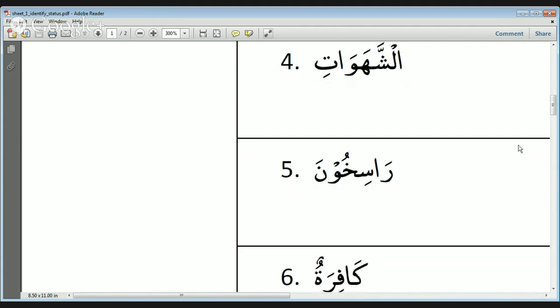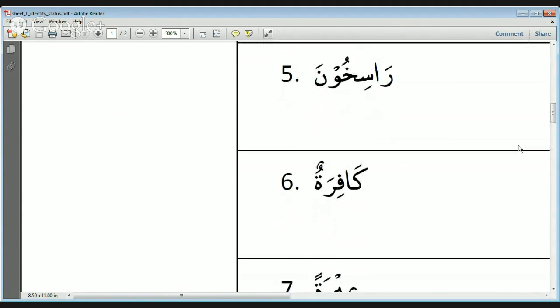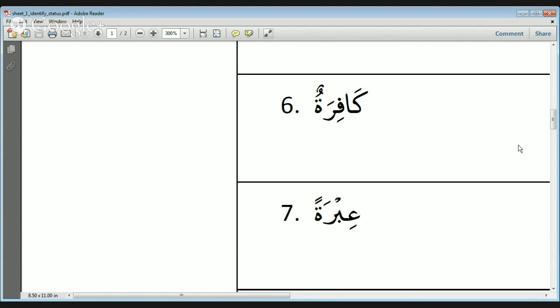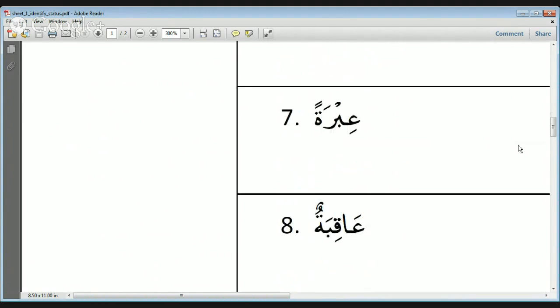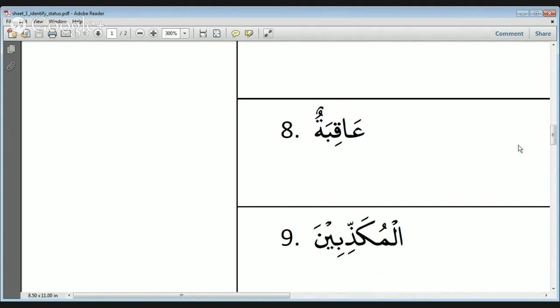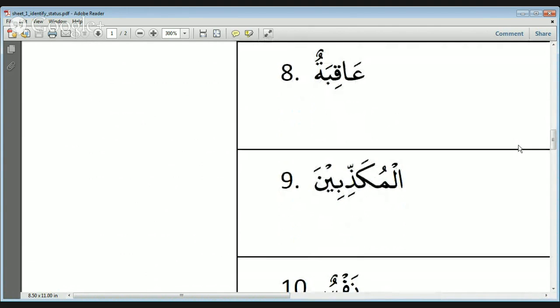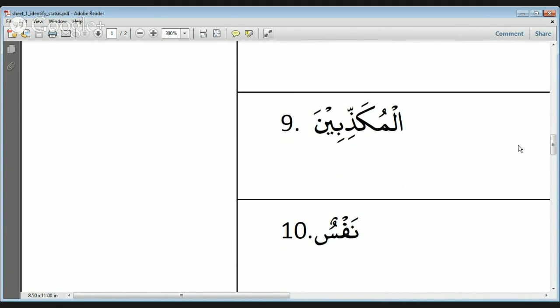Number 5. Rasi khuna. What is it? Rafa. Very good. Kafiratun. Rafa. Why? Why is it Rafa? Tun. Good. Ibratan. How about that? Nasab. Good. Aqibatun. Rafa. Al-mukaththibina. Nasab or jar. Very good.